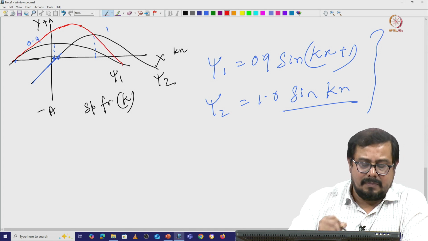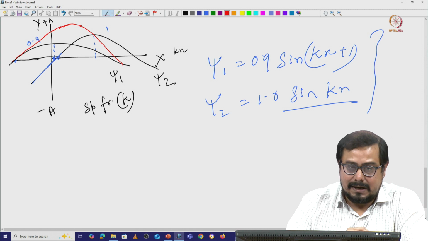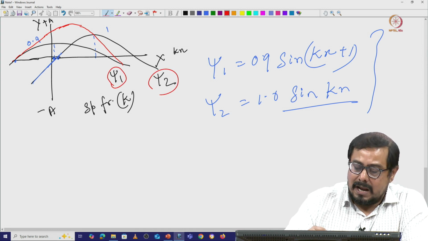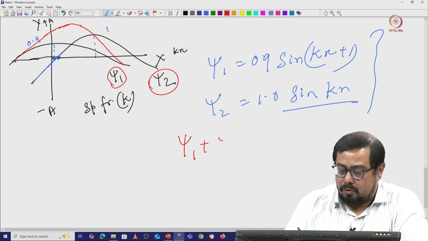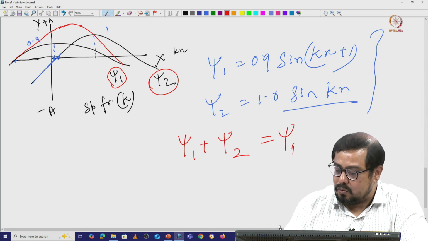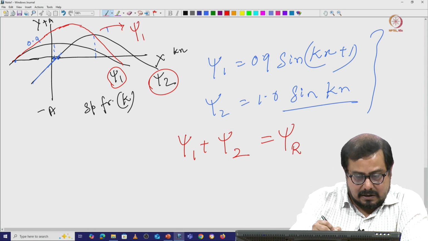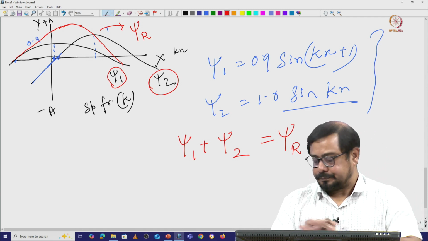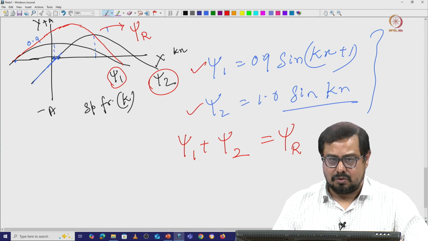So, it will come like that. So, what is this? Here we have two waves, wave 1 and wave 2. Basically, this is wave 1 and wave 2 summed, and that is giving us a resultant wave, that is called this wave R. So, this is our resultant wave. That resultant wave means the summation of these two.